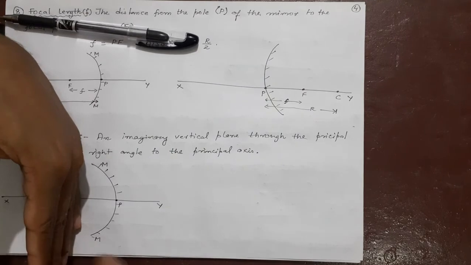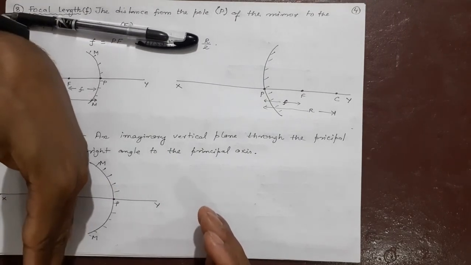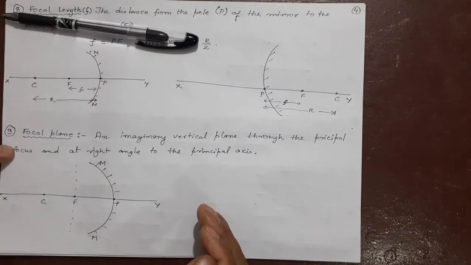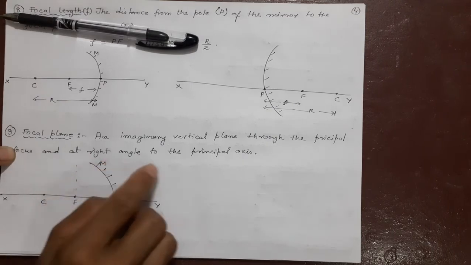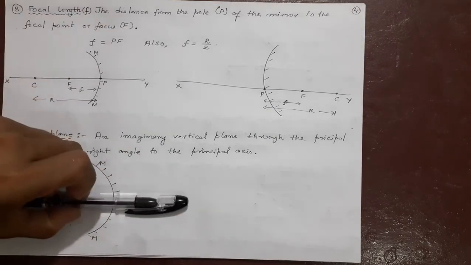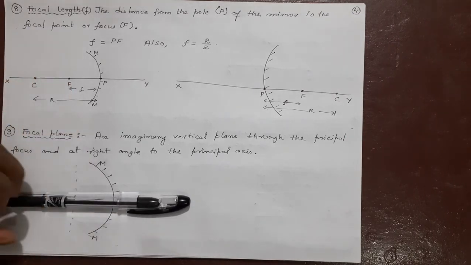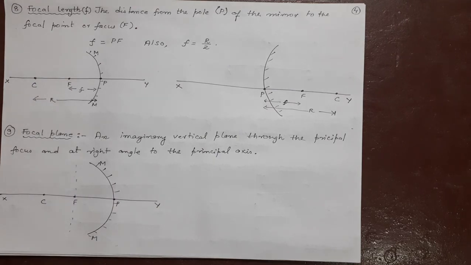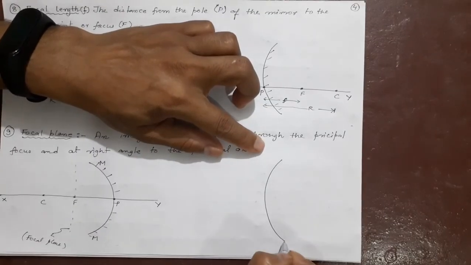Now let us understand, it is a vertical plane. Vertical means up and down; left and right is called horizontal. It is at the focus, and at right angle to the principal axis. This is the principal axis, remember XY is what? The principal axis. So at the focus, the plane will be perpendicular. Can you see perpendicular? So this is the focal plane.